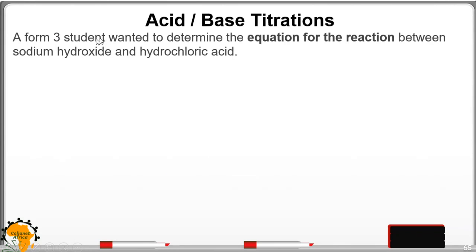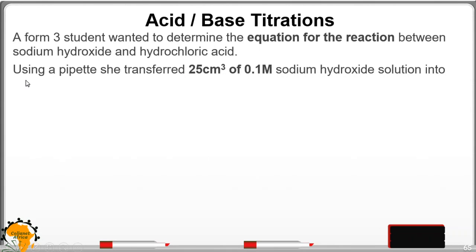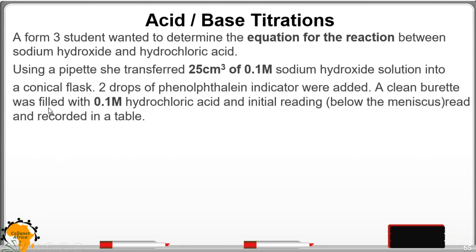A Form 3 student wanted to determine the equation for the reaction between sodium hydroxide and hydrochloric acid. So, using a pipette, she transferred 25 cm³ of 0.1 molarity sodium hydroxide solution into a conical flask. She then added 2 drops of phenolphthalein indicator, and a clean burette was filled with 0.1 molarity hydrochloric acid, and the initial reading read and recorded in a table. Note, this is usually done below the meniscus.